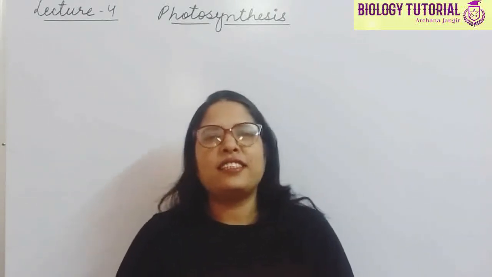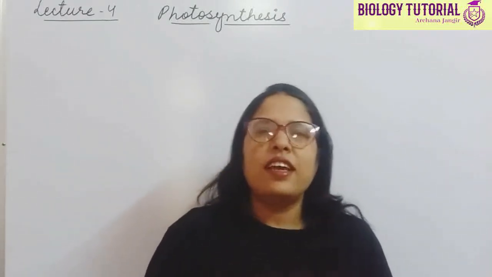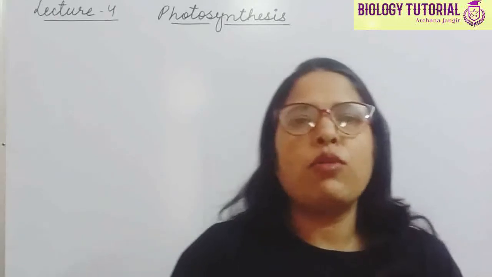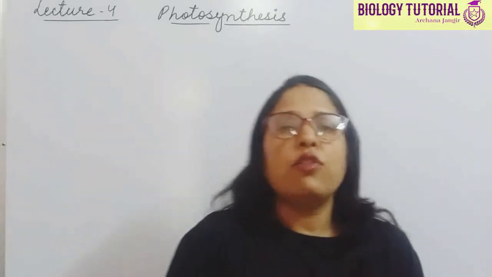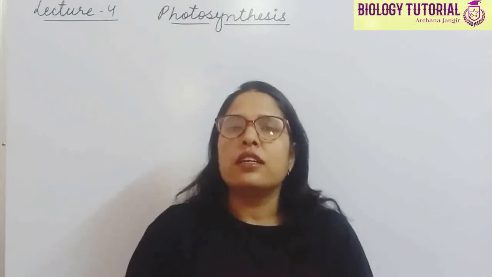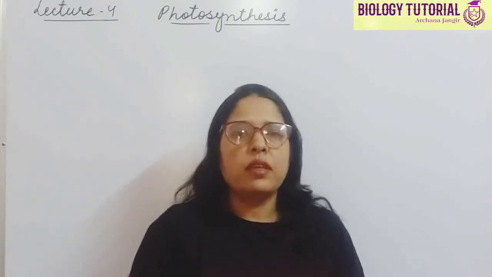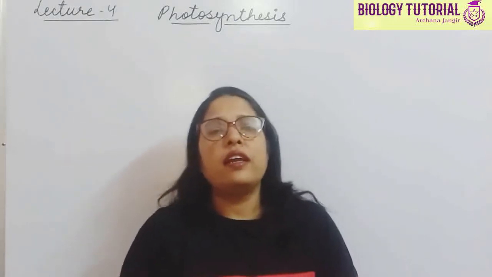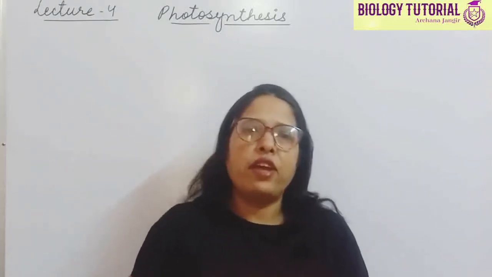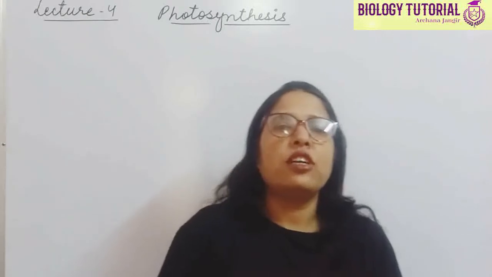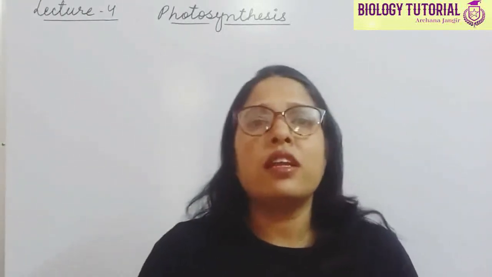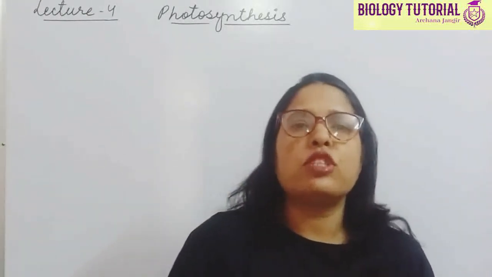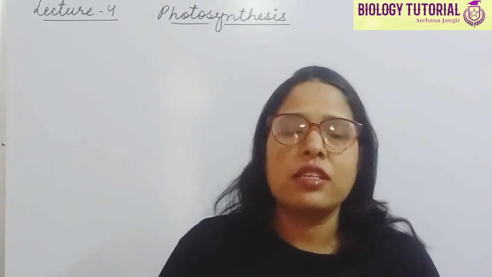Welcome to the next lecture of photosynthesis. In our previous lecture, we had discussed the photosynthetic pigments, which are the pigments required for the process of photosynthesis. The pigments are chlorophyll A and B. The major pigments are there, and carotenoids and phycobilins. Here in this lecture, we are going to discuss another important factor which is responsible for the process of photosynthesis, and that factor is light.